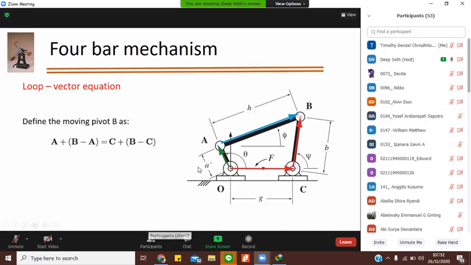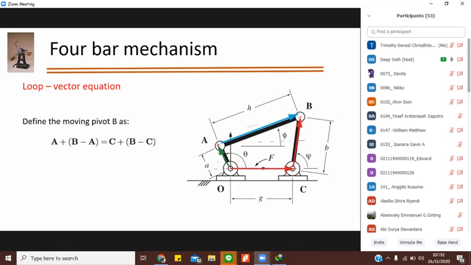We can write it as A plus B minus A. B minus A is nothing but H, and A's position is this. So you know the position of A, plus B minus A, which is H, and you will reach at B. This is from this location.